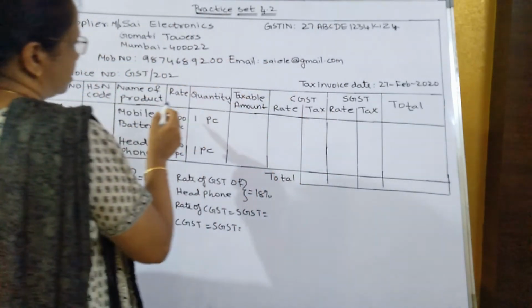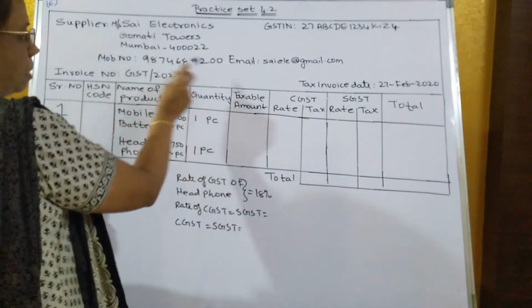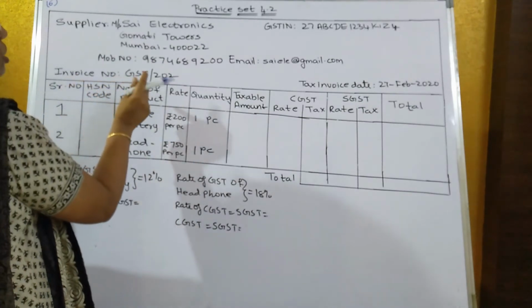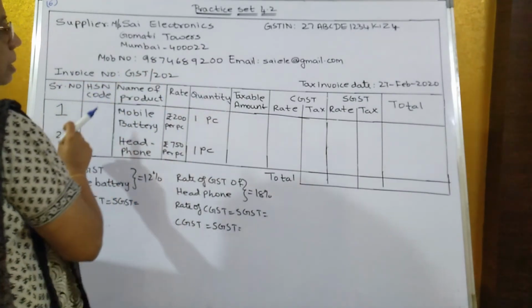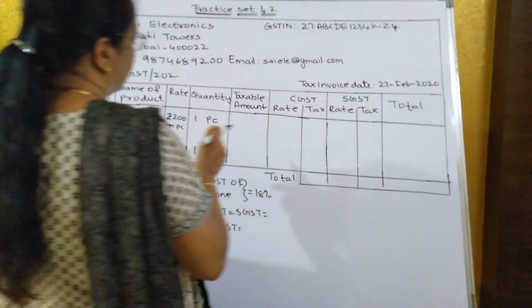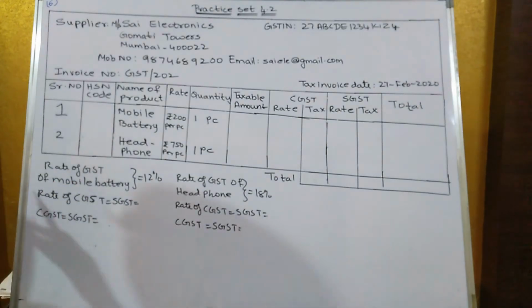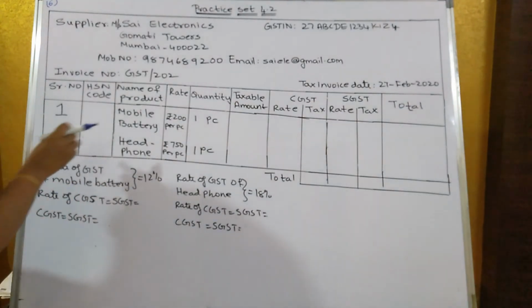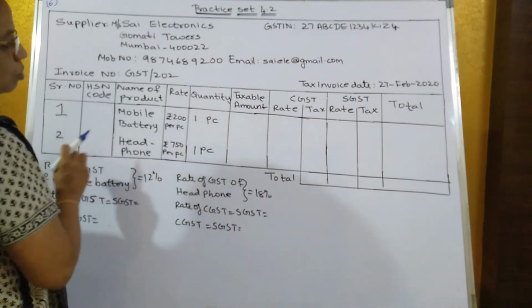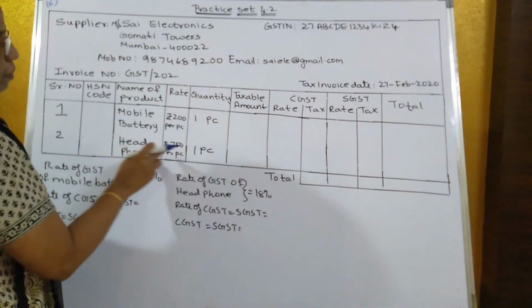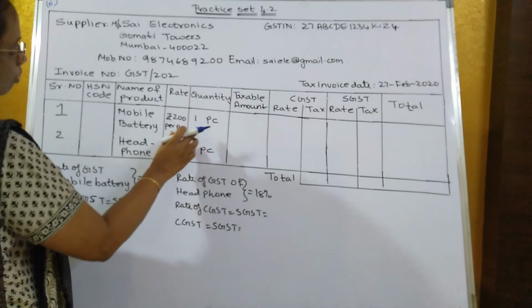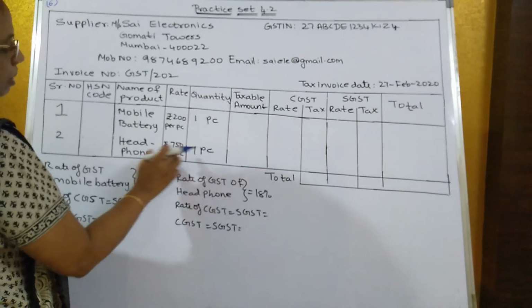Now tax invoice you have to write down mobile number, email ID and invoice number, that is bill number, that is GST. Every bill has a number on top, that number you are supposed to write. Tax invoice date, whatever date you want you can write. Now the person has brought 2 things, mobile battery and headphone. Cost of one mobile battery is how much? Rupees 200 and cost of one headphone is how much? Rupees 750, and the person has brought only one mobile battery and one headphone.